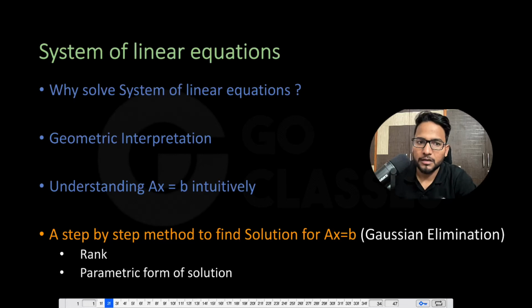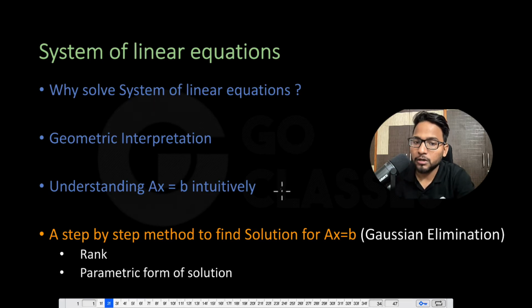Hi everyone. So far we have covered why you want to solve a system of linear equations, what the geometric interpretation of that is, and most importantly, we have understood Ax equal to b intuitively. Which means we now know what Ax equal to b means: Ax is nothing but a linear combination of columns of A, and if b is also a linear combination of columns of A, then we have a solution for x. Otherwise, we don't have a solution. And a few other things we have understood very intuitively, right?